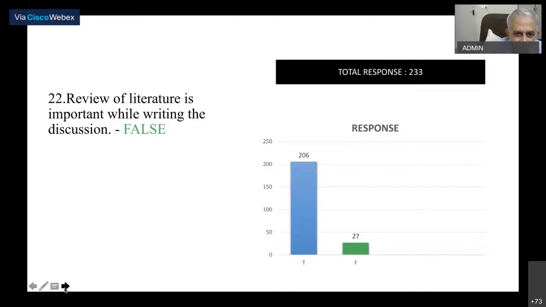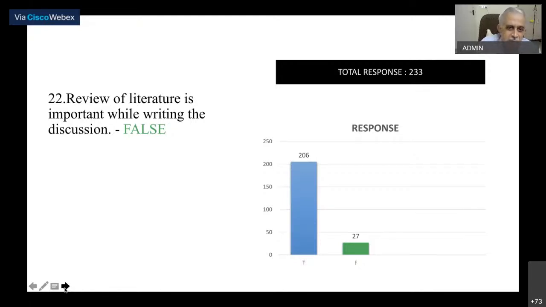Review of literature is important while writing the discussion. Definitely it's important, but it's more important when you are planning, because unless you do a review of literature, you won't know what has been already done, as we are discussing in the publication just before this. So unless you know what has been done, what are you going to do? Your introduction itself will be based on the existing knowledge and the problem which you are going to test.